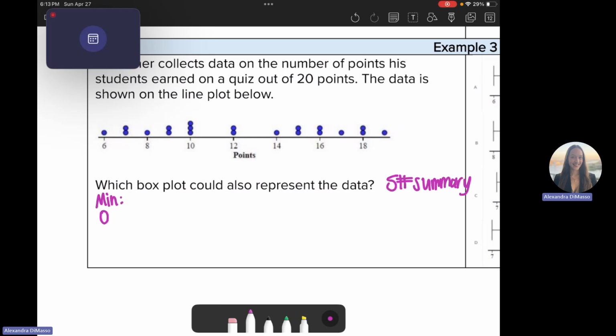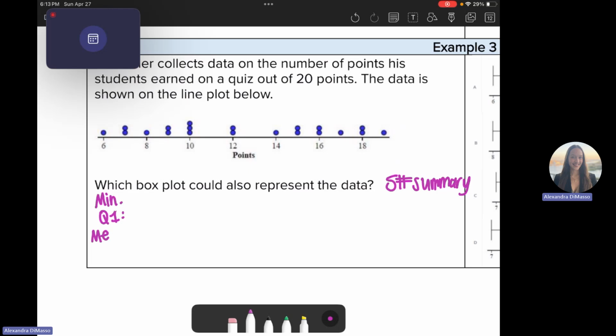You've got your first quartile, quartile 1, which is kind of like the median of the first half. You've got, of course, your median itself. You've got quartile 3, and you've also got your maximum. If you know these pieces, these are the 5 things that will get drawn on our box plot.